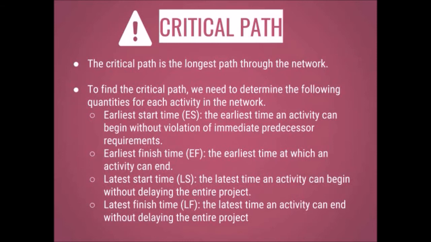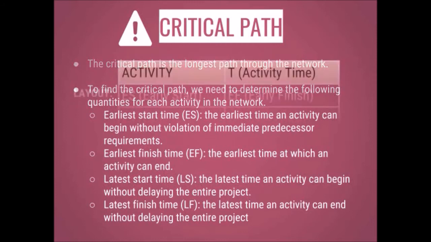To find the critical path, we need to determine the following quantities for each activity in the network. First, we have the earliest start time. It is the earliest time an activity can begin without violation of immediate predecessor requirements. Next, we have the earliest finish time. It is the earliest time at which an activity can end. We also have the latest start time. It is the latest time an activity can begin without delaying the entire project. And the latest finish time. It is the latest time an activity can end without delaying the entire project.